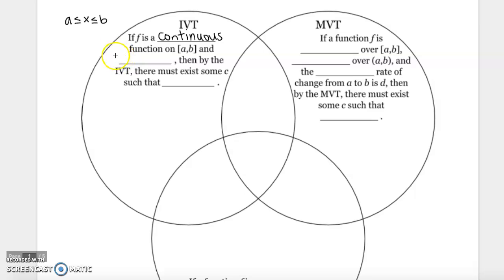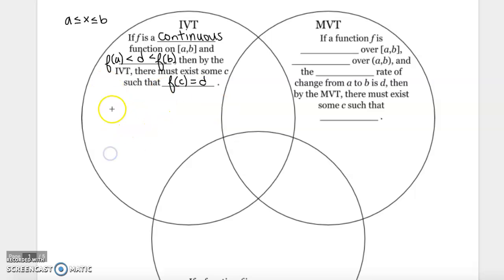And if we know that f of a is less than some value that's less than f of b, so we'll call this value d, for example, then by the intermediate value theorem, there has to be some c on this interval such that f of c would equal that value. And so let's look at visually what that means.